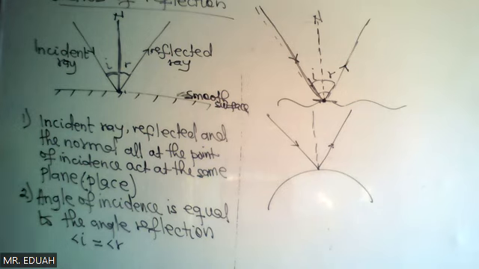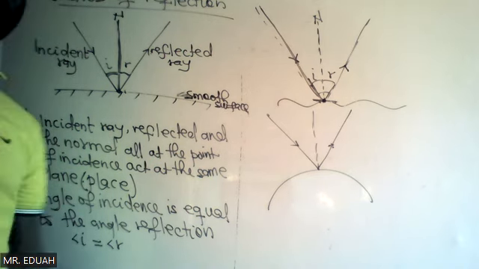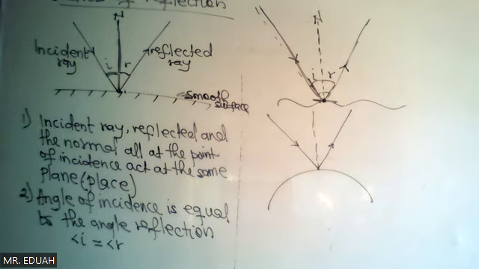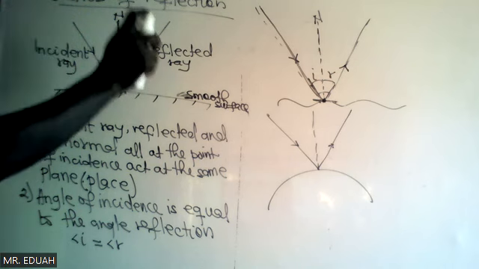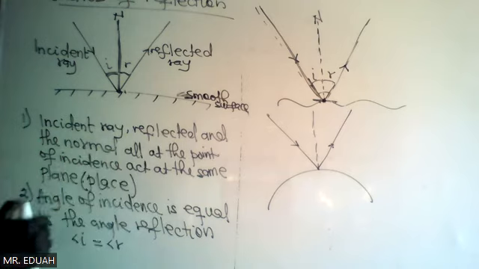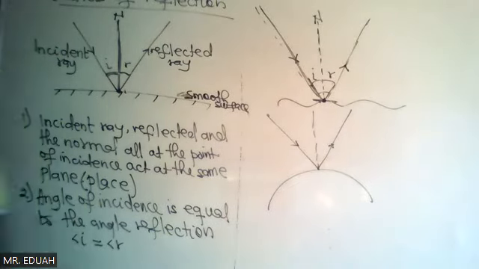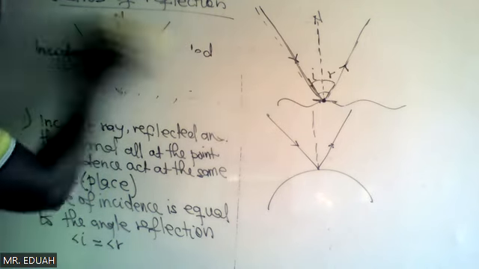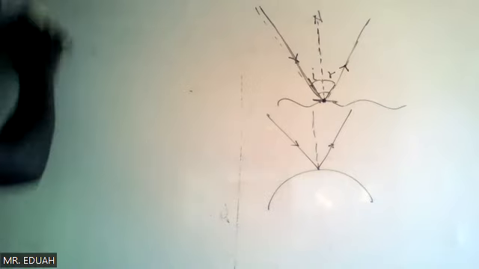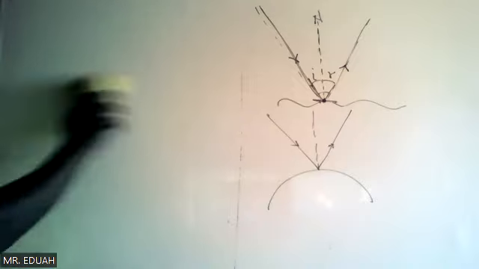The next thing we'll look at is reflection of light in plane mirrors. Or rather, before we look at reflection of light in plane mirrors, let us look at characteristics of images formed by a plane mirror, because we have less than 15 minutes to end. Characteristics of images formed by a plane mirror.